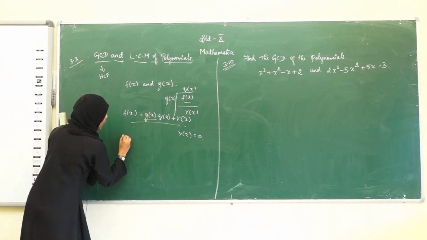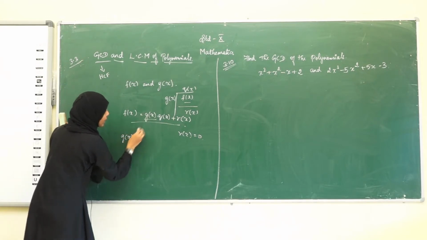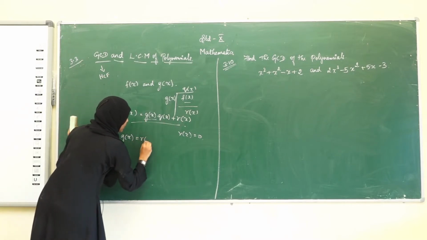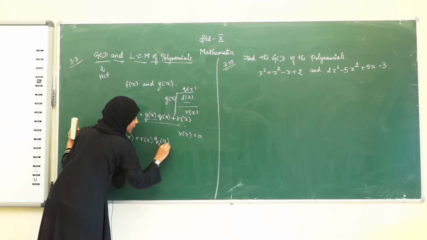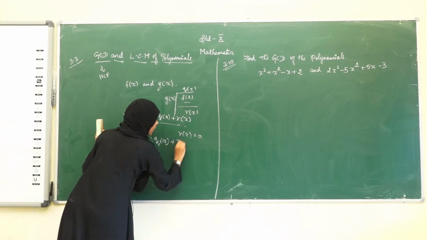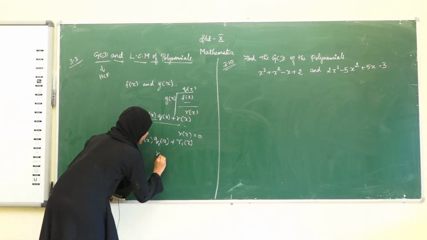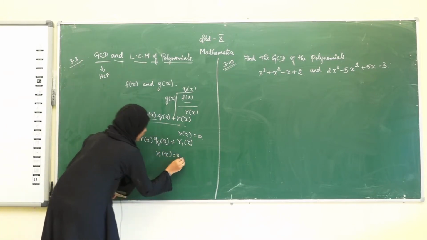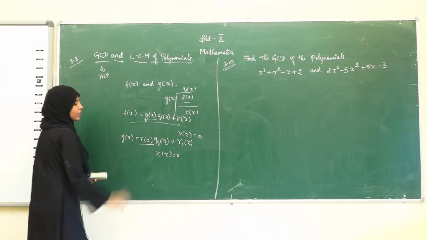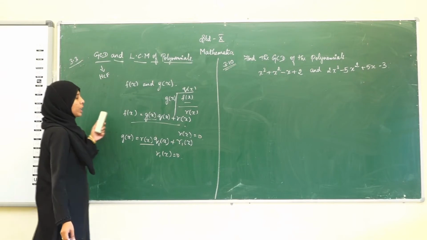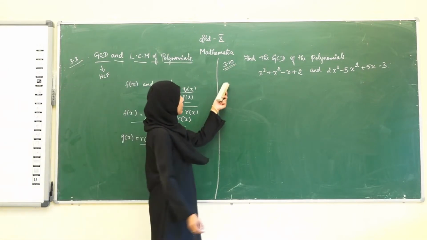That is, we again divide g of x by this r of x. Therefore, we get g of x is equal to r of x into q1 of x, which is the next quotient, plus r1 of x, which is the next remainder. Here, if r1 of x is equal to 0, then r of x is called the GCD of these two polynomials, f of x and g of x. So now let us get into example number 3.10.